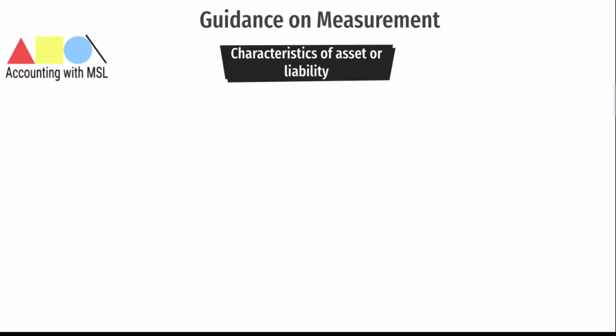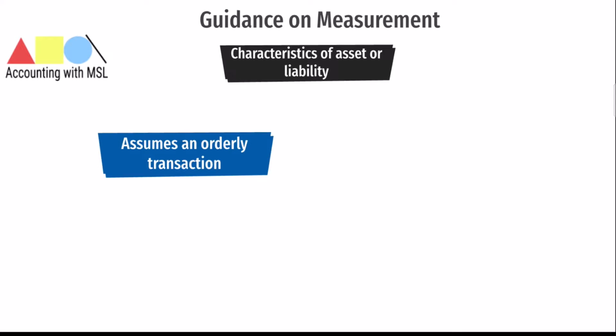So if there are any particular characteristics that will be taken into account when pricing the asset, for example, if its current location is new or used, then obviously you need to factor that in when you are determining the fair value. The next is that fair value measurement assumes an orderly transaction between market participants at the measurement date and the current market conditions.